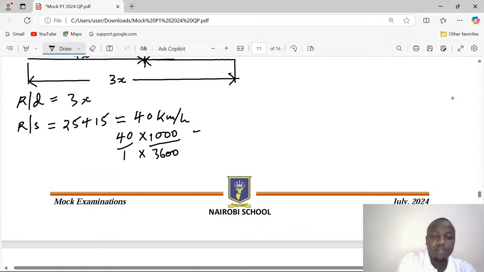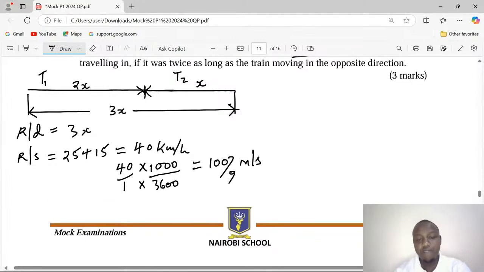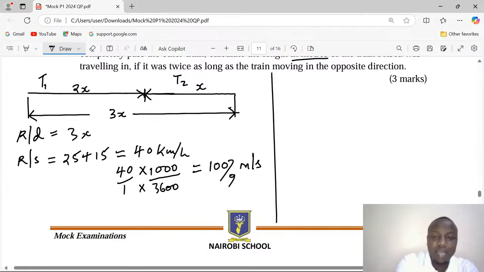So now you discover that at the end of the day, this speed shall have a value equivalent to 100 over 9 meters per second. This will be the relative speed now when converted. If we go to the relative speed, that is the overtaking speed or the approaching speed of the distance between the two, then we can get the relative time.